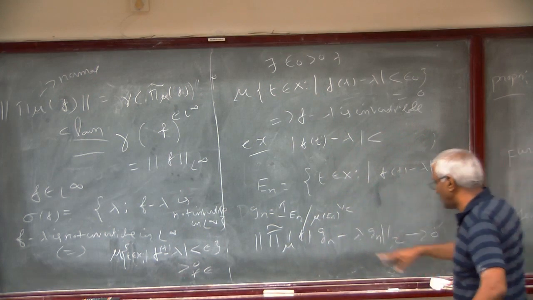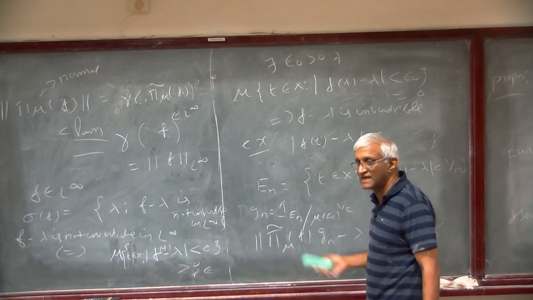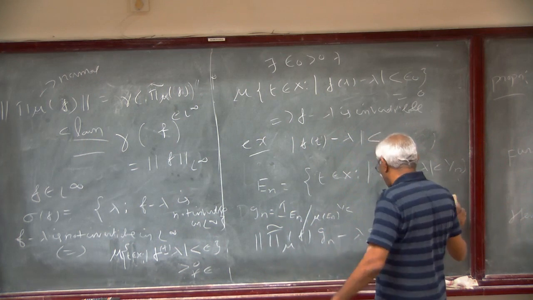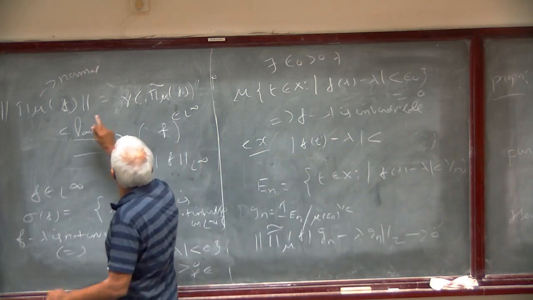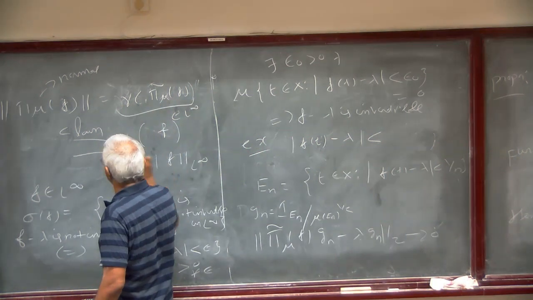Anyway, we have proved the other way. This I will leave. Maybe I will give it as an assignment, okay? Since I'm not able to do it now, this is the assignment. Prove that the spectral radius of this is equal to this.